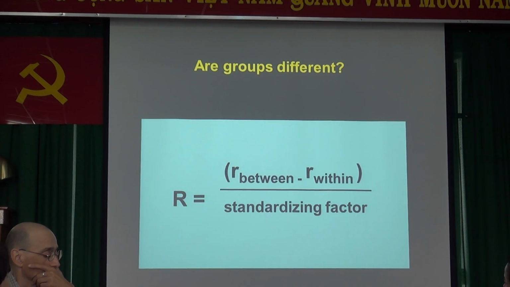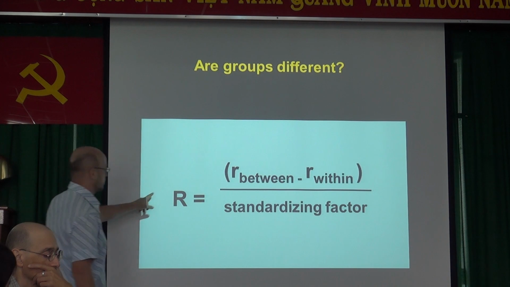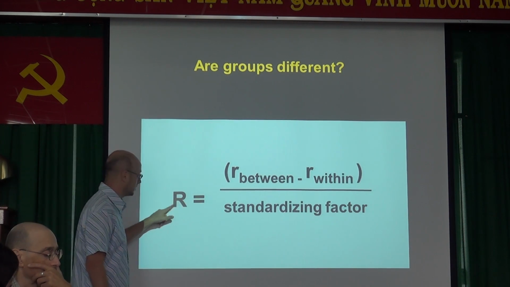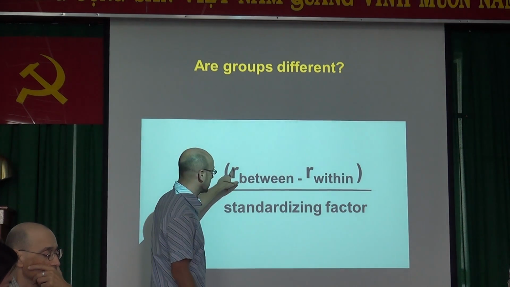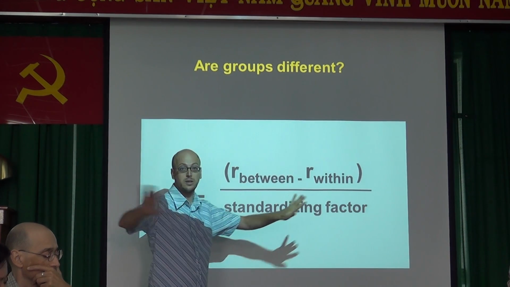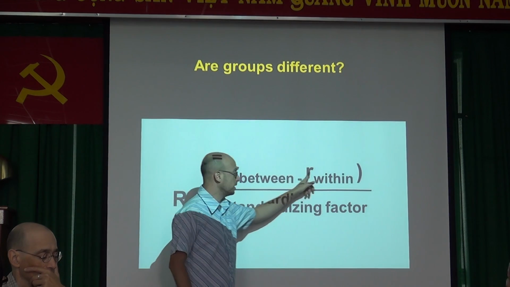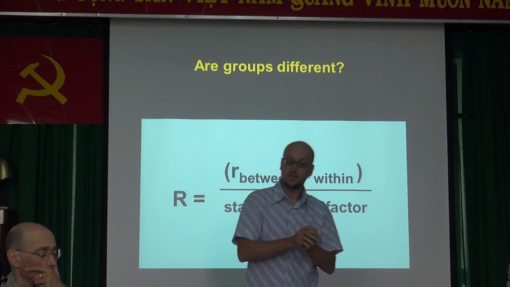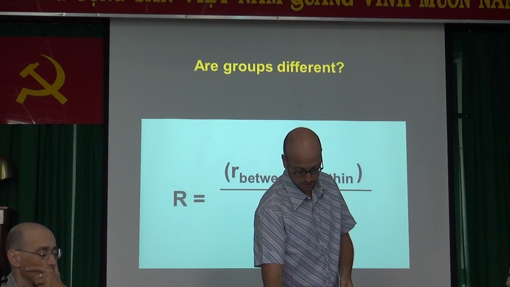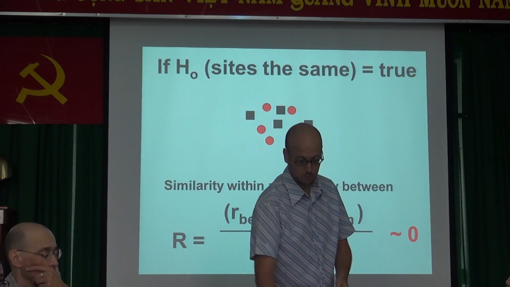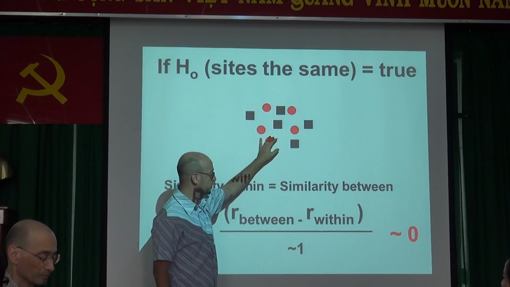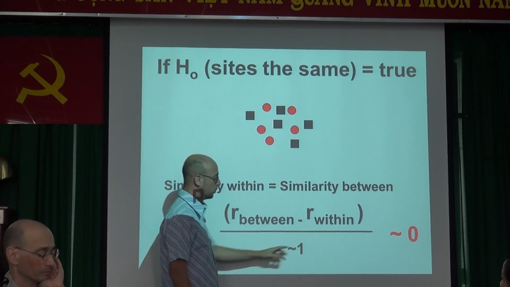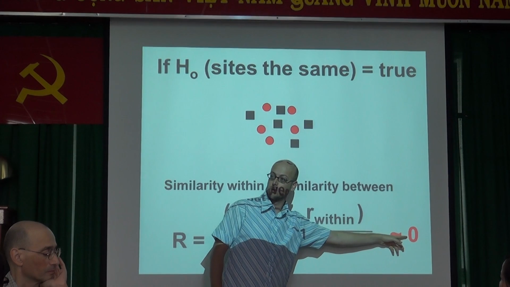In the end, ANOSIM gives us one number, and that's called the R. And the R is the distance between the groups minus the distance within the group, the distance inside the group. So, if there is no difference between the groups, the R will be closer to 0.